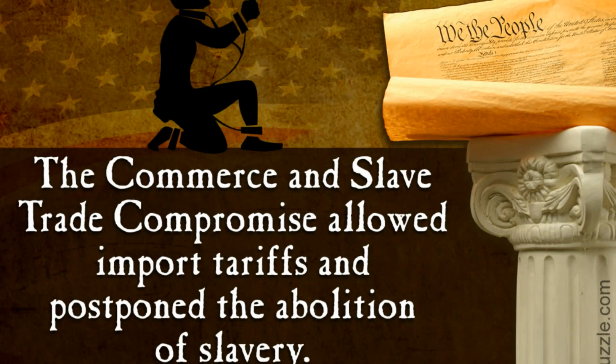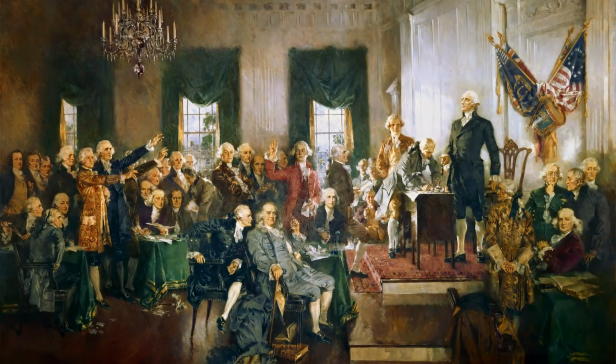A second dispute arose when Northern delegates called for a ban on the slave trade. A compromise was reached whereby Congress could not outlaw the slave trade for at least 20 years. After that, Congress could regulate the slave trade if it wished. The Constitutional Convention delegates signed the Constitution in September 1787. 3 delegates refused to sign, fearing that the national government was too powerful.